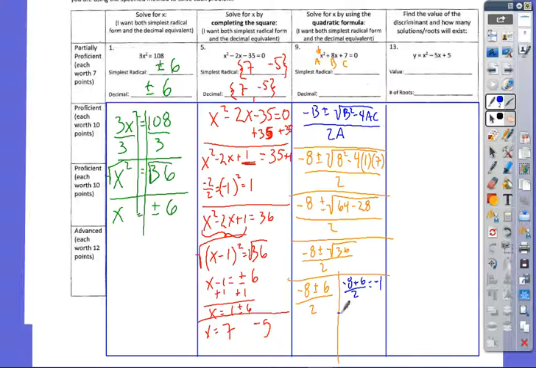Then we have negative 8 minus 6 over 2. Negative 8 minus 6 is negative 14 divided by 2. So we get negative 7. So my answers are negative 1 and negative 7.